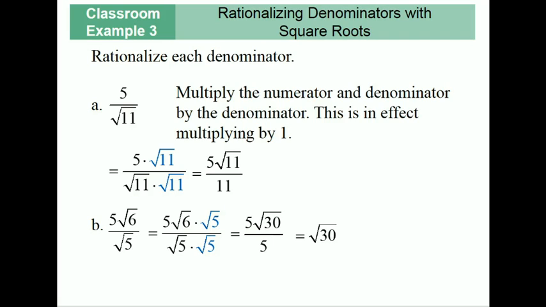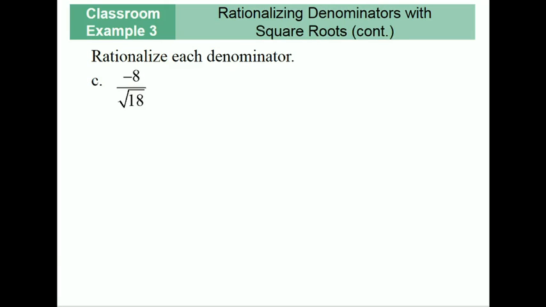So you can see why rationalizing the denominator is considered important by mathematicians, because that looks a lot neater than this original form we had, where we had 5 square roots of 6 over square root of 5. Square root of 30 looks a lot neater than that.